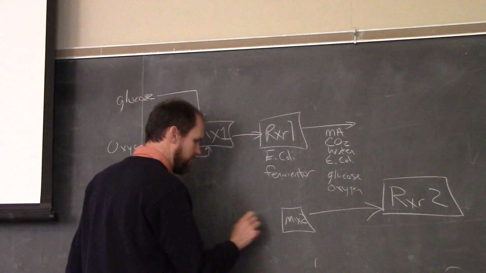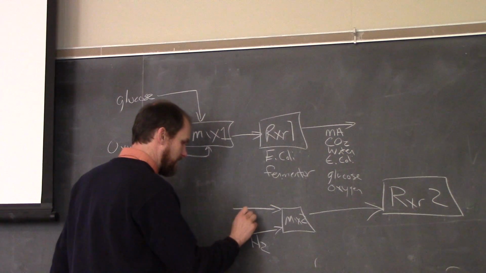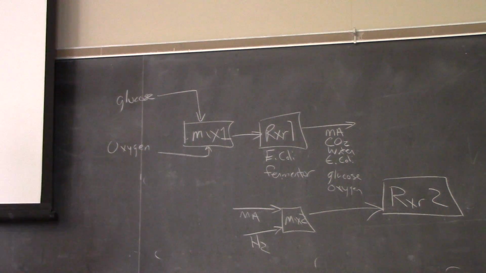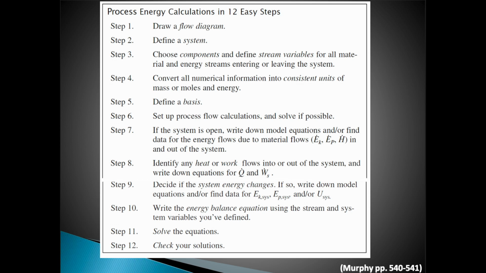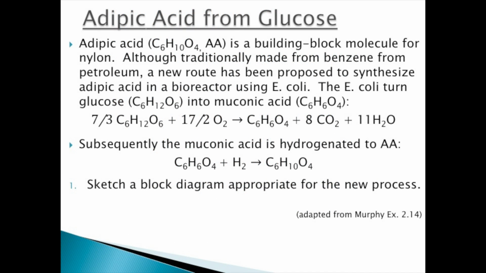Next to it we'll have hydrogen, and we'll have gluconic acid. Let's see, step 3. Consider separators before reactors if the feed is not pure. So the air going in is not pure oxygen. We could consider a separator, separate the oxygen and nitrogen and feed pure oxygen.